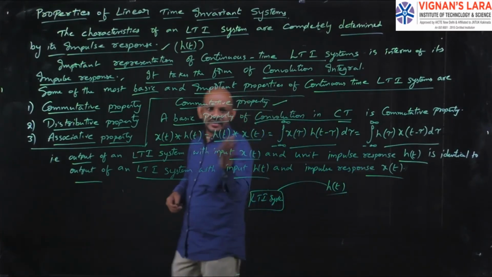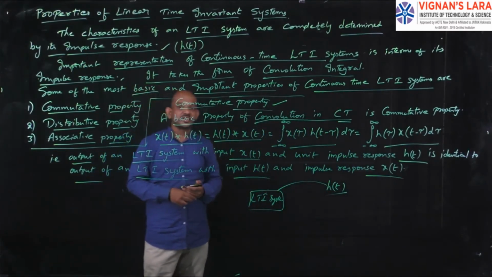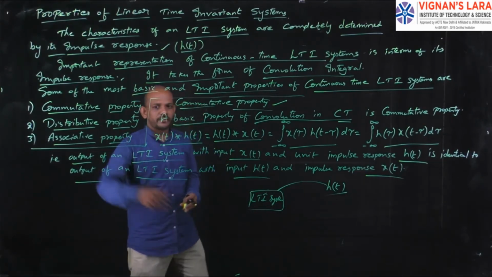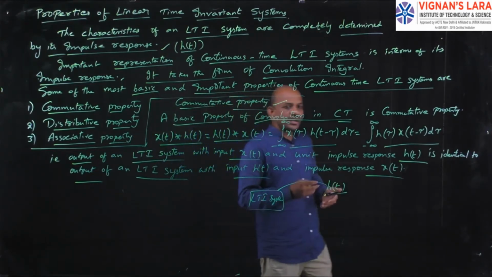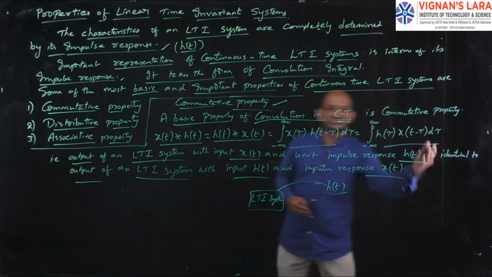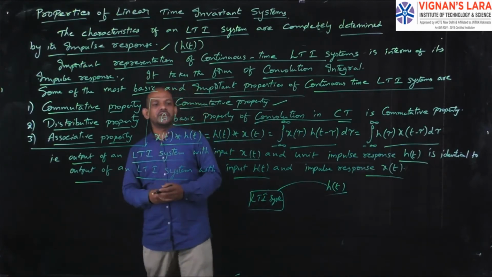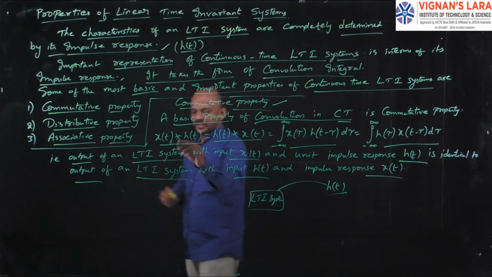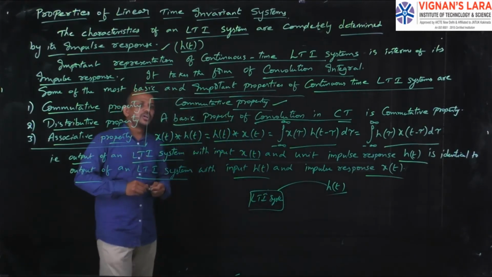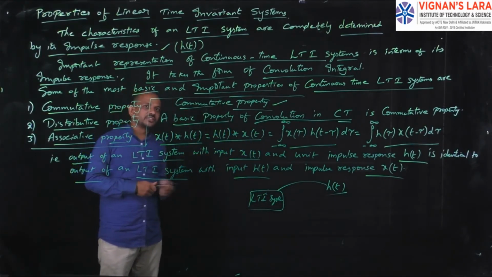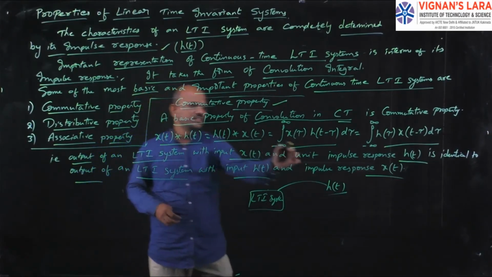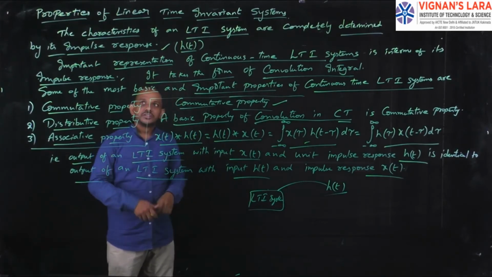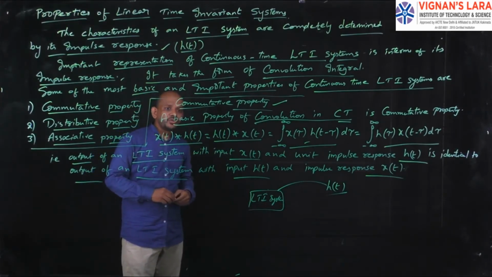But both are equal. That is nothing but the commutative property. x of t convolution h of t equals h of t convolution x of t. So the output of an LTI system with the input x of t and impulse response h of t is identical to the output of an LTI system with the input h of t and impulse response x of t. This is the commutative property, and these two are the formulas for it. Hence I have written the two as the same.